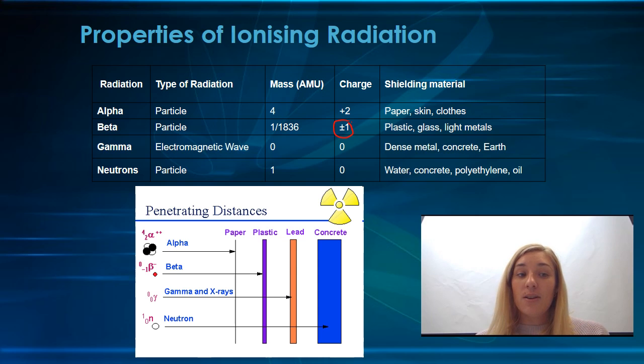Now, gamma rays are electromagnetic waves rather than a particle, and basically they can get through dense metal, concrete, or even earth. So a little bit more dangerous, a bit more shielding required. And then neutrons, neutrons are actually the most penetrating out of all of the types of ionizing radiation. So neutrons are particularly dangerous, and they can get through water, through concrete, through polyethylene, through oil, and all the way through lead. So they need to be shielded really, really well.